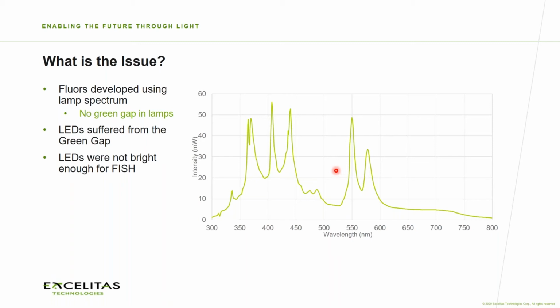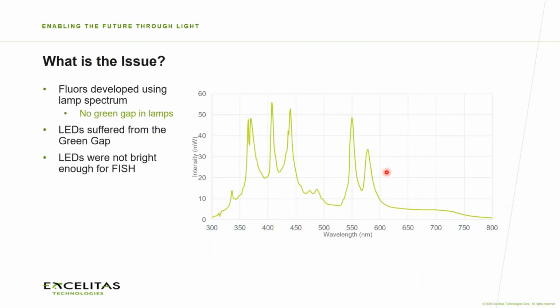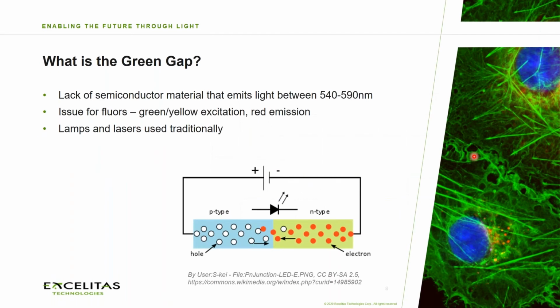So what is the green gap? It's basically lack of semiconductor material that emits light between the 500 and 600, thereby allowing you to use green light to excite your fluorophores that will emit in the red region. So there is just no semiconductor material in that region, and this is an issue for the fluorophores that emit in the red and that are excited in the green-yellow. And lamps and lasers were used traditionally for these wavelengths because that's what the fluorophores were developed around.